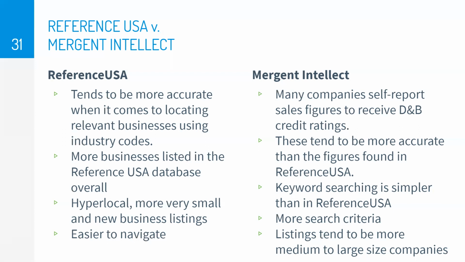Reference USA is easier to navigate overall, but the keyword searching is a little smarter in Mergent Intellect. Overall, I recommend using Reference USA first, and then going through to refine your search with Mergent. Reference USA will help narrow your search to one or a couple of zip codes or neighborhoods, or to a smaller pool of competitors. You can then search your results in Mergent Intellect for more information on the companies, or for specific information like if they rent or own, if they're minority owned, or if they are female owned.